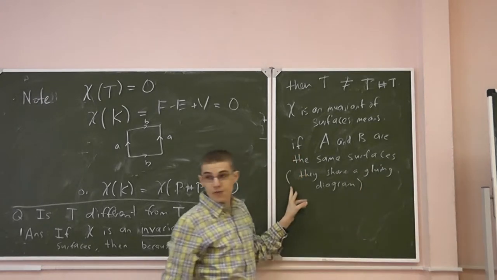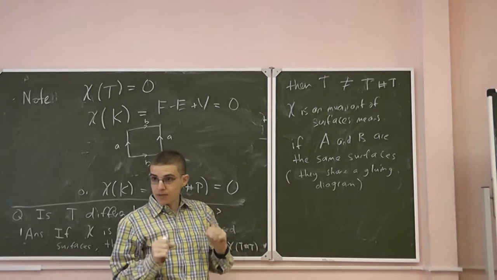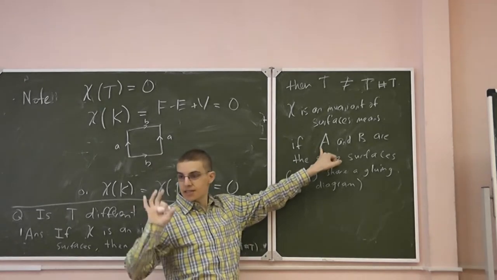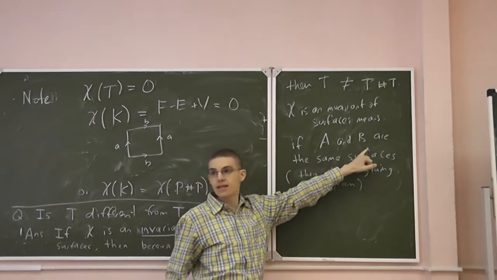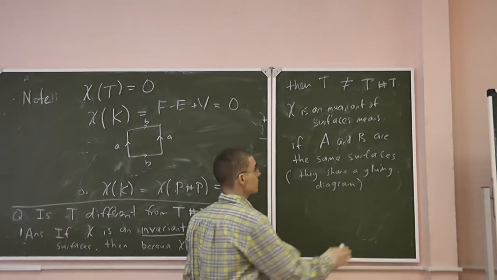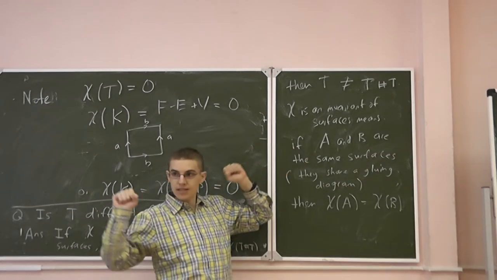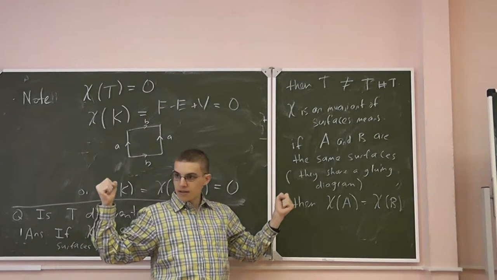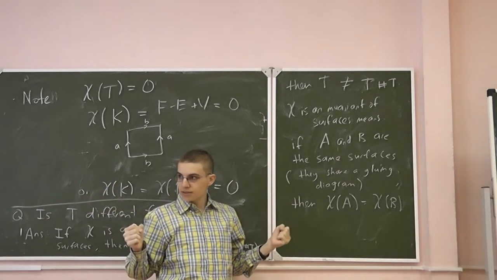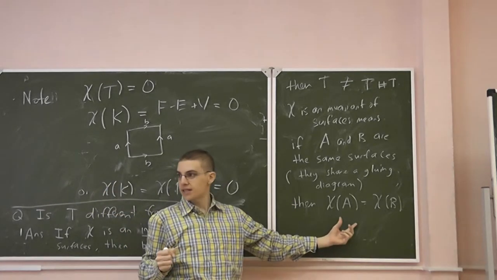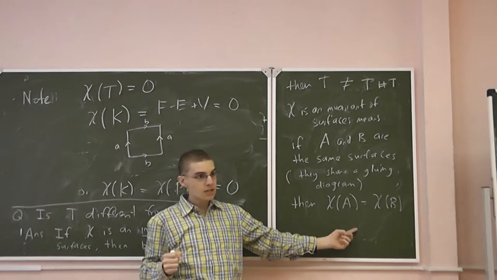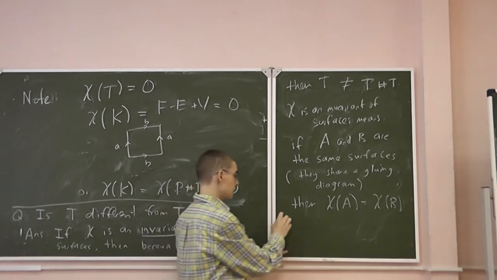The way we've been thinking about surfaces is in terms of gluing diagrams. So if we can build A using the same gluing diagram as we can for B, then they're the same. Then if I compute their Euler characteristic, it has to be the same.